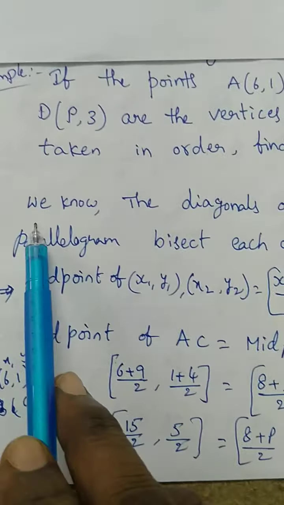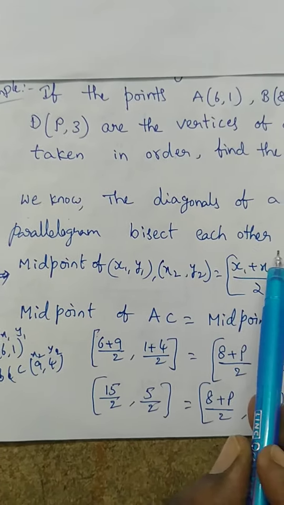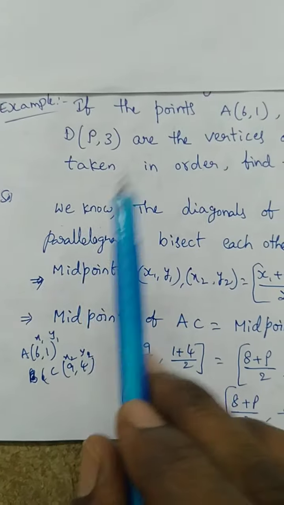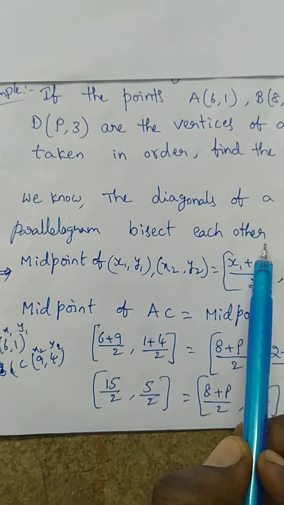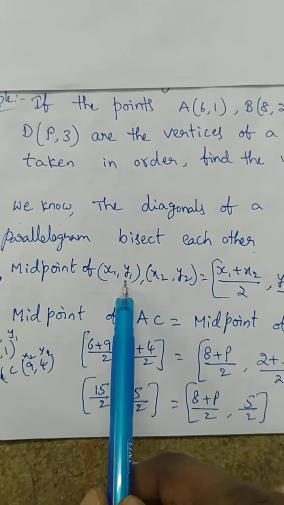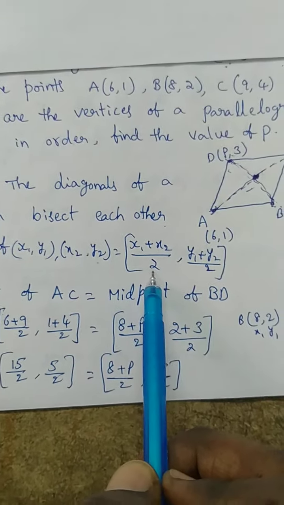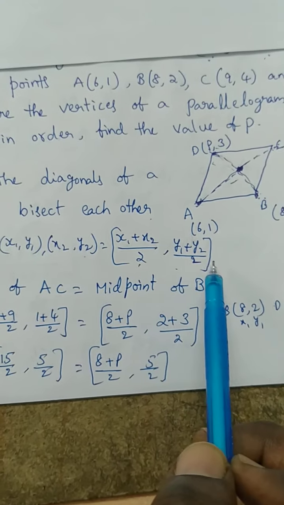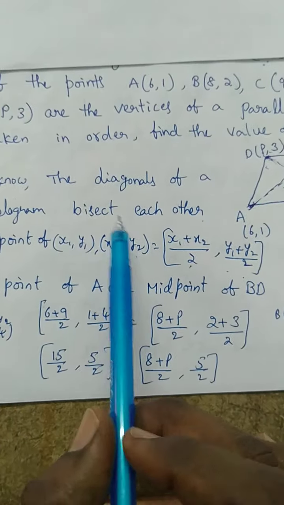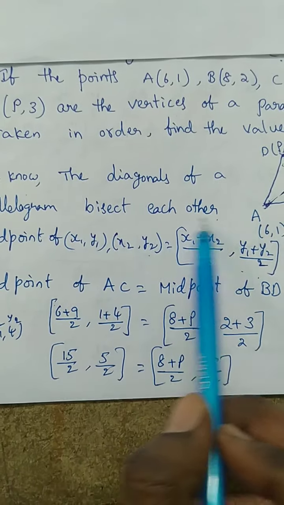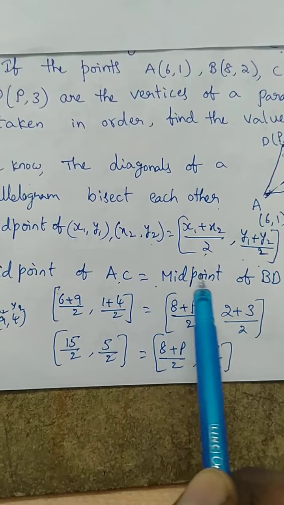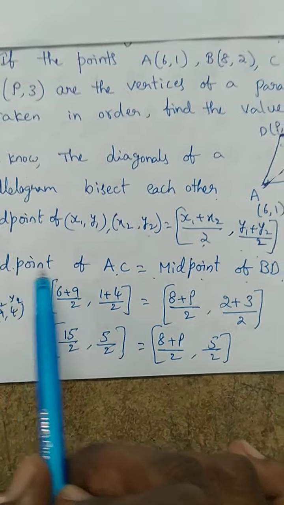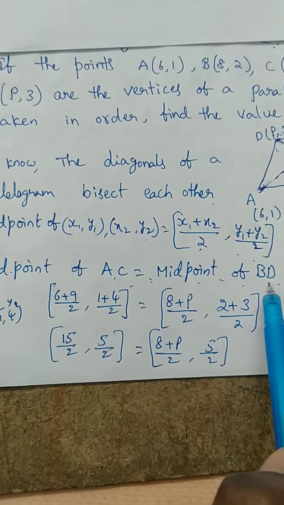Coming to the concept, we know the diagonals of a parallelogram bisect each other. The midpoint of (x1, y1) and (x2, y2) is given by the formula ((x1 plus x2) by 2, (y1 plus y2) by 2). What I said is that the diagonals bisect each other, meaning the midpoint of the first diagonal is equal to the midpoint of the second diagonal. Midpoint of AC is equal to midpoint of BD.